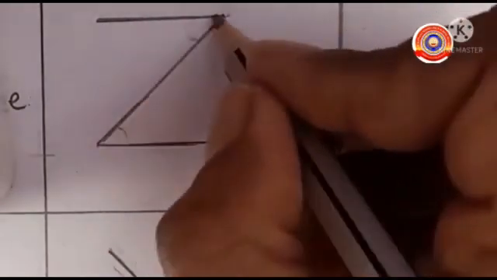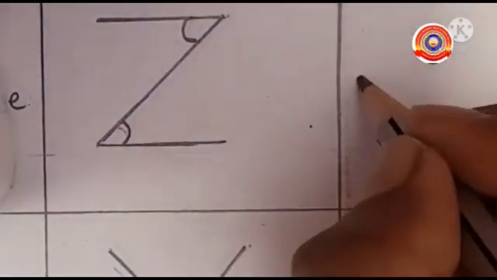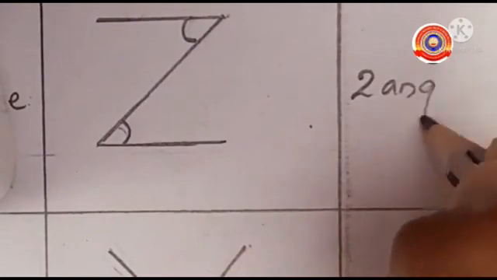In this letter Z, these two lines join together to form an angle. These two lines join together to form an angle. Let's count its number of angles. 1 and 2. So the letter Z has 2 angles.